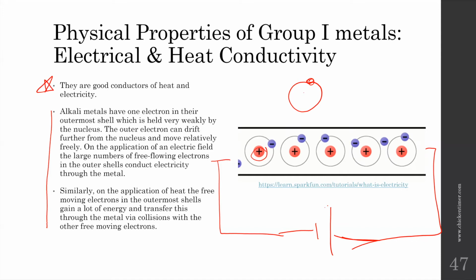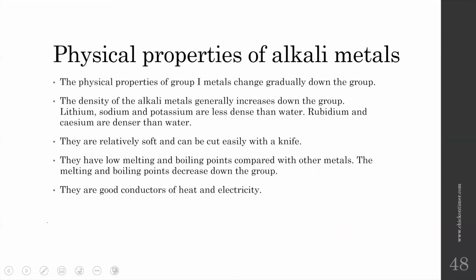Heat conductivity is the same because the electrons move. If you go back to physics, they say you have heat transfer via the free, mobile electrons. The explanation is similar to that. What you need to take away from here is that group 1 metals are good conductors of heat and electricity. Anything underneath, the lengthy explanation, is for your own understanding and interest only. So this is a summary of the points you have on it.